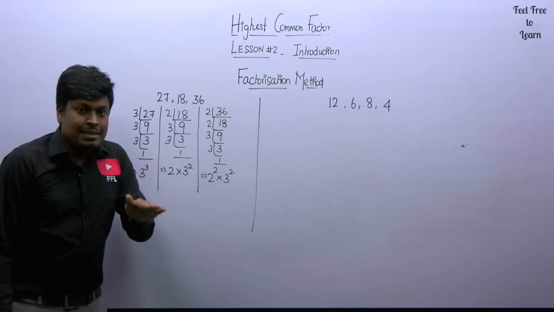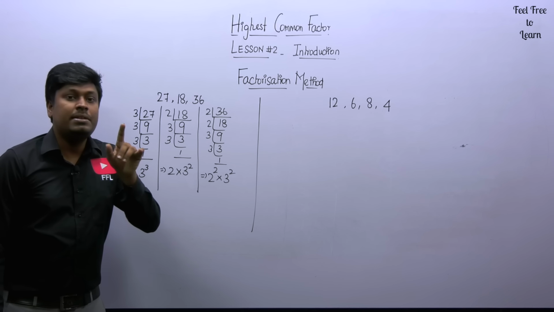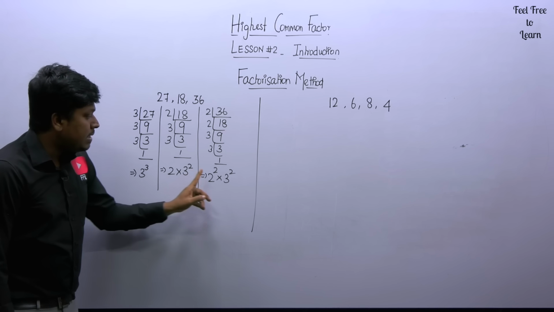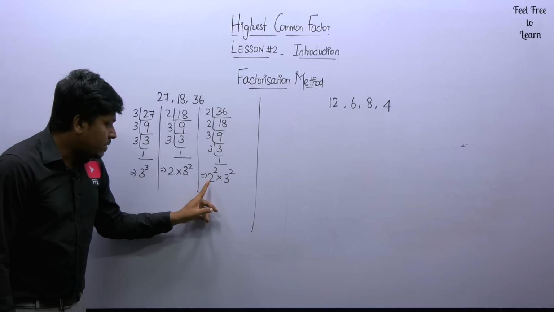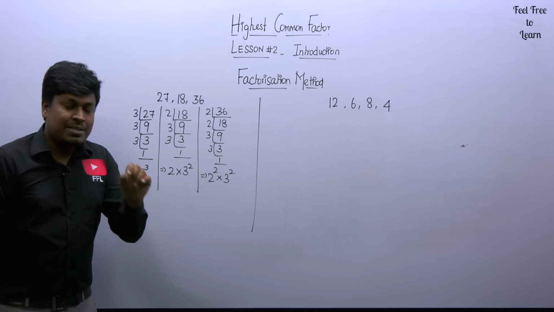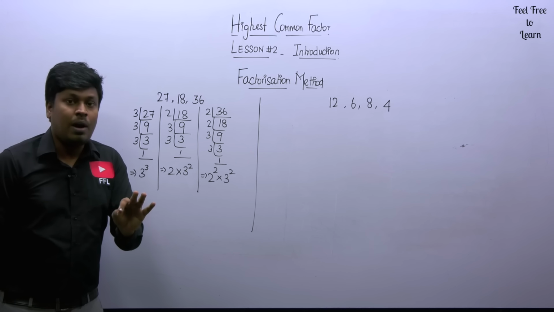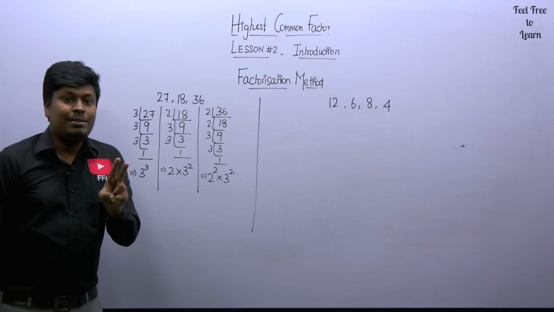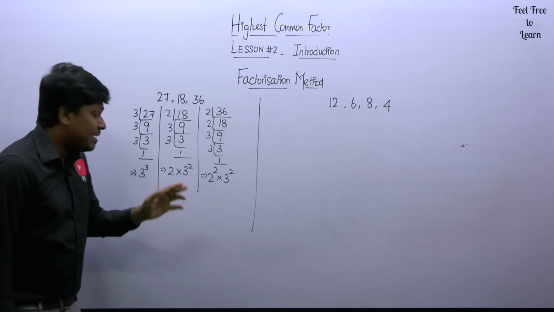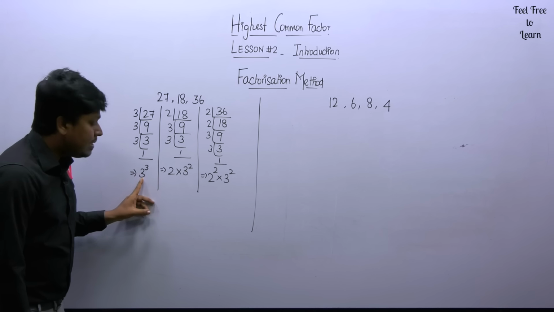But in this HCF, you have to see which number is common. See here, 3 is common here, 3 is common here, 3 is common here. But 2 is common only in these 2 numbers. So we should not take 2. So first we have to check which number is common. And second important thing, we have to take the common lowest number. That is lowest power. See here, 3 cube is highest.